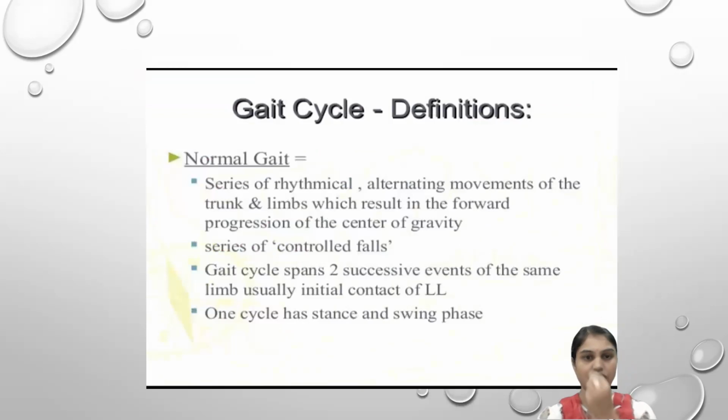Gait cycle definition. Normal gait is a series of rhythmical alternating movements of the trunk and limbs which result in the forward progression of the center of gravity. It is a series of controlled falls. The gait cycle spans two successive events of the same limb, usually initial contact of the lower limb. One cycle has a stance and a swing phase.